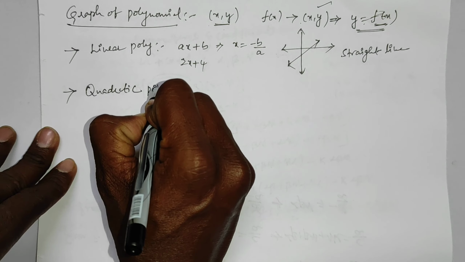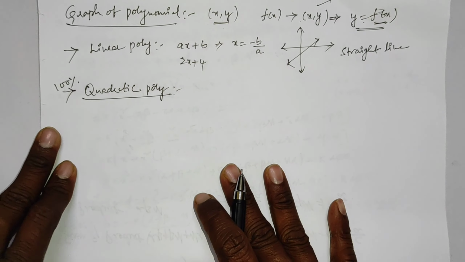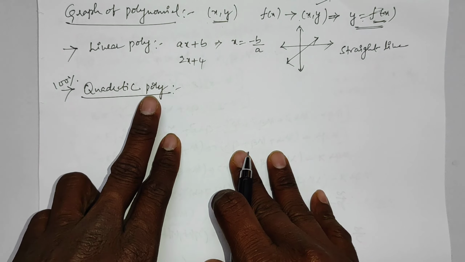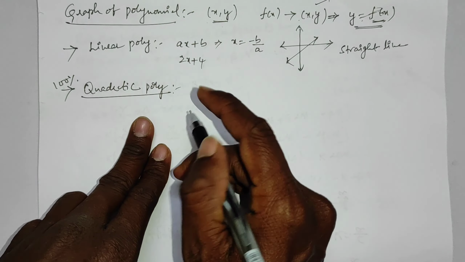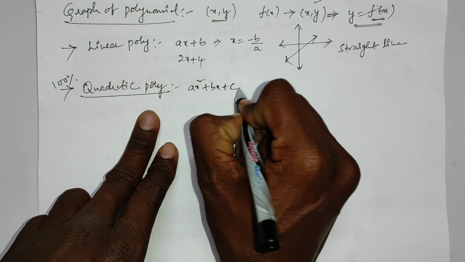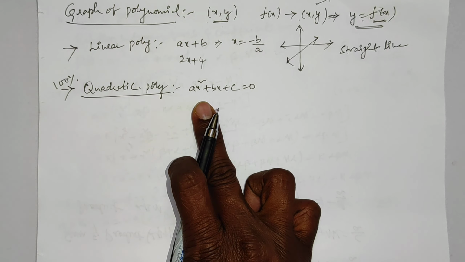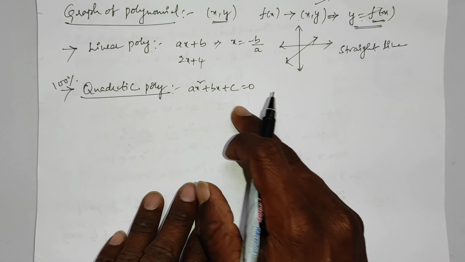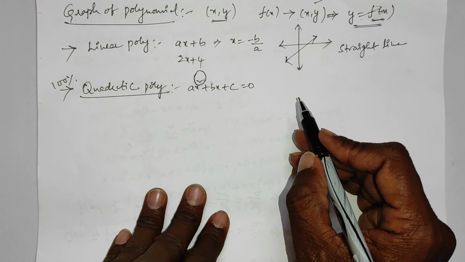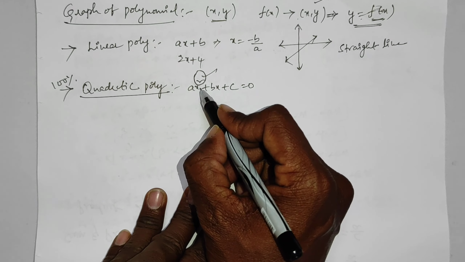For the quadratic polynomial, we will get a compulsory 4 marks question: draw the graph of the quadratic polynomial. Very, very important. First we will see the standard form of the quadratic polynomial: ax square plus bx plus c equals 0, where a is not equal to 0. The nature of the graph is that you will get a maximum of two zeros. Maybe no zeros, maybe 1 zero, maybe two zeros.